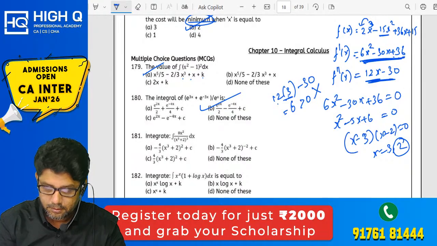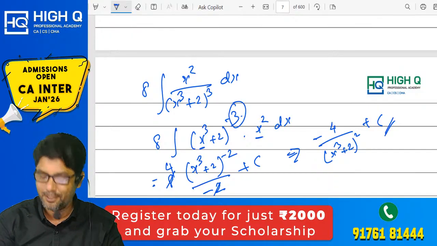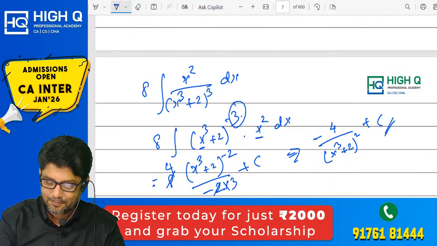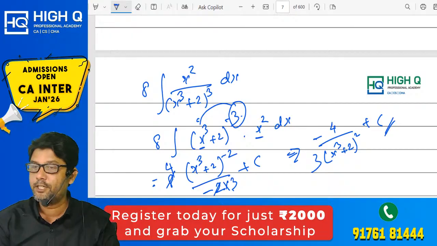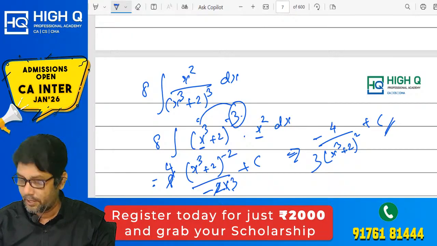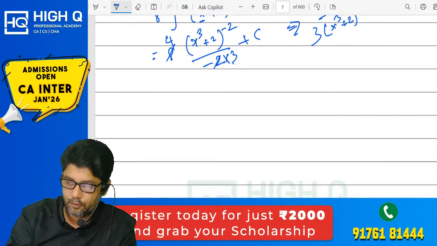Where is the 3? Is 3 missing or what? Sorry. This 3 has to be multiplied. Okay, the 3 has to be multiplied with this. I forgot it. So minus 4 by 3 into (x cube plus 2) the whole square. Okay, fine. I'll show you one more thing. Okay, I'll show you one more problem.